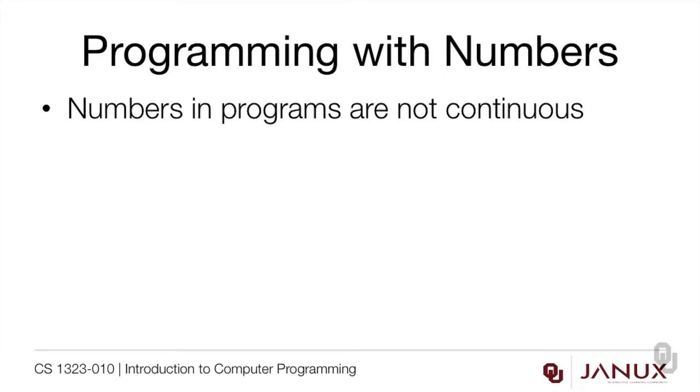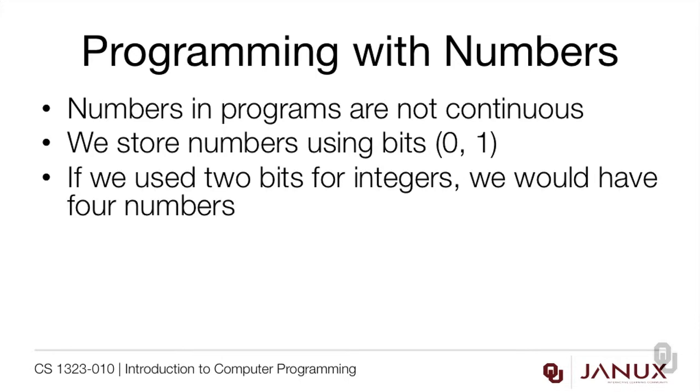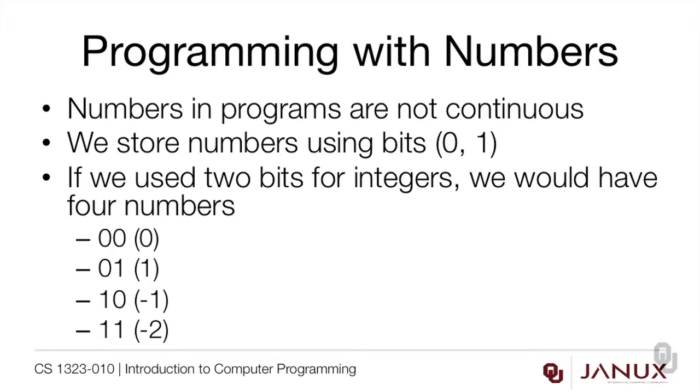So since the numbers in programs are not continuous, we have to store the numbers using bits, because bits are all we have in a computer. Now, when I say a bit, I mean a single 0 or 1. So if we were going to use 2 bits to store integers, we would only have 4 numbers. They would be 0, which would be stored as 0, 0; 1, which would be stored as 0, 1; -1 would be stored as 1, 0. This is called 2's complement notation if you want to take a look at it online, but we're not going to cover it in this class. And 1, 1 means -2. So notice when we have only 2 bits, we have a very limited range of ints.